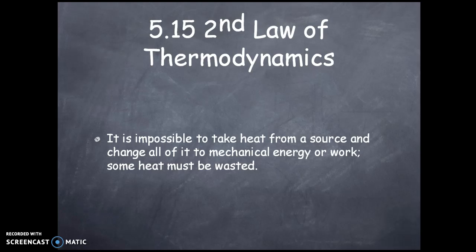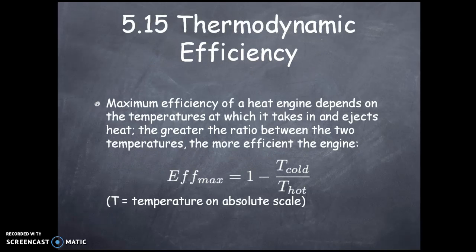The second law of thermodynamics says it is impossible to take heat from a source and change all of it to mechanical energy or work. Some heat must be wasted. So, in layman's language, there is no way any machine or engine could be perfectly, 100% efficient. Some of it has to be wasted. It is impossible to convert everything into useful energy or useful work.